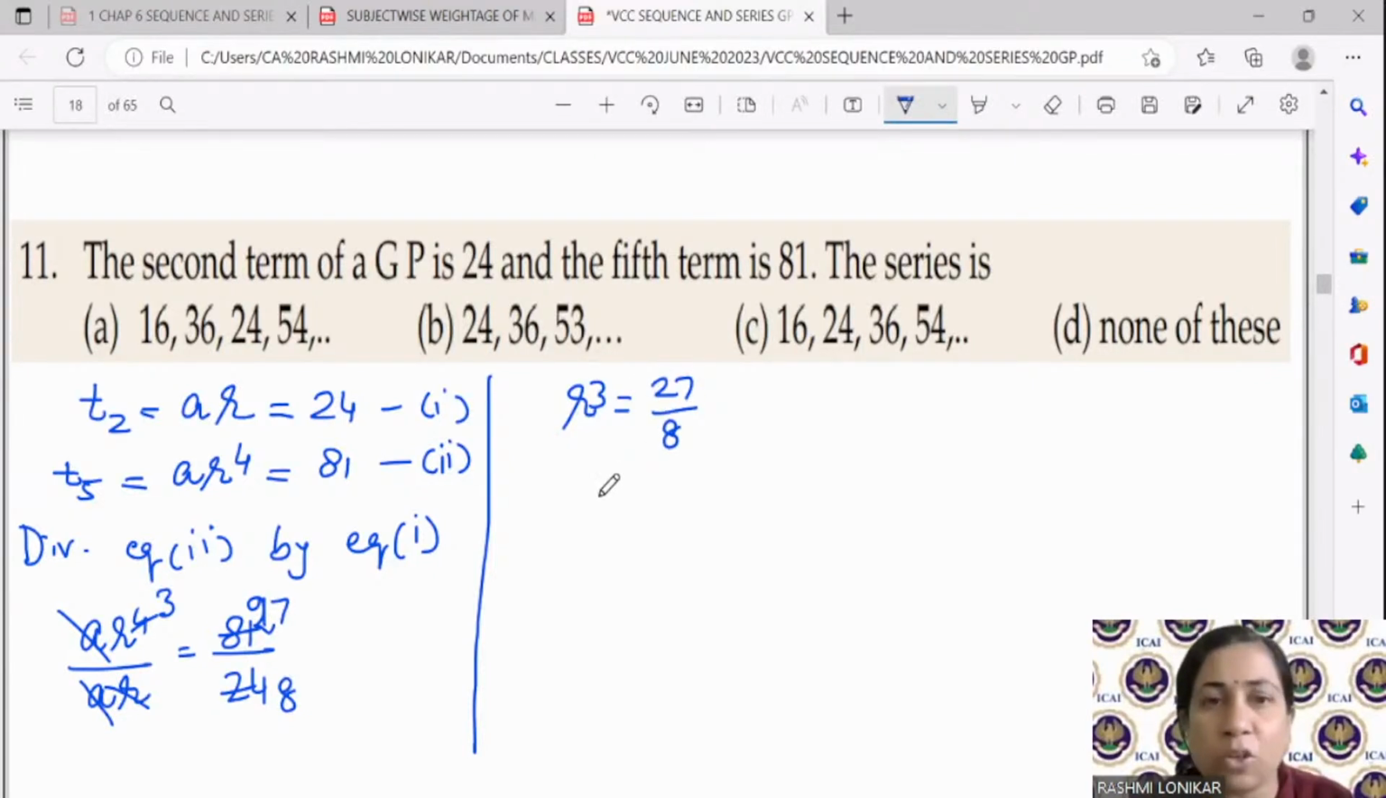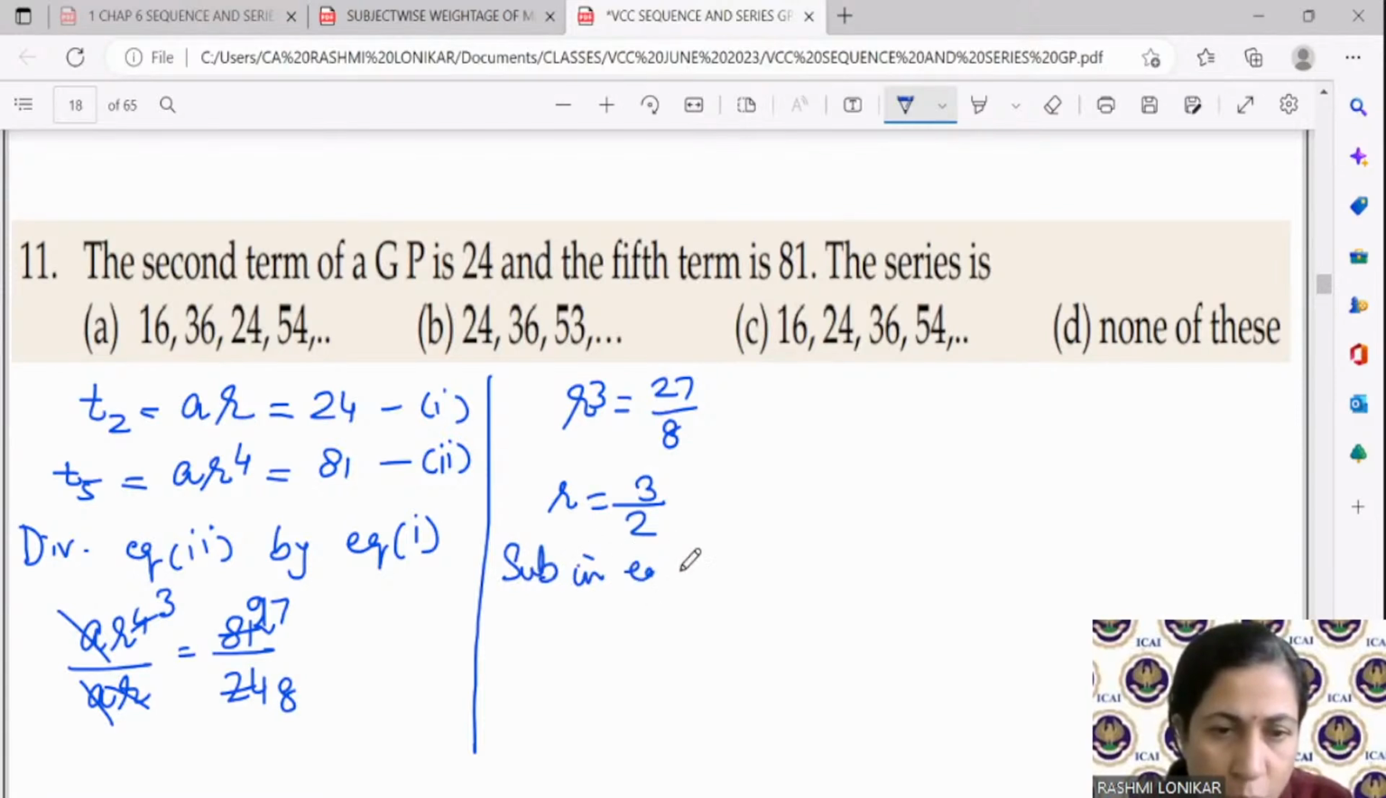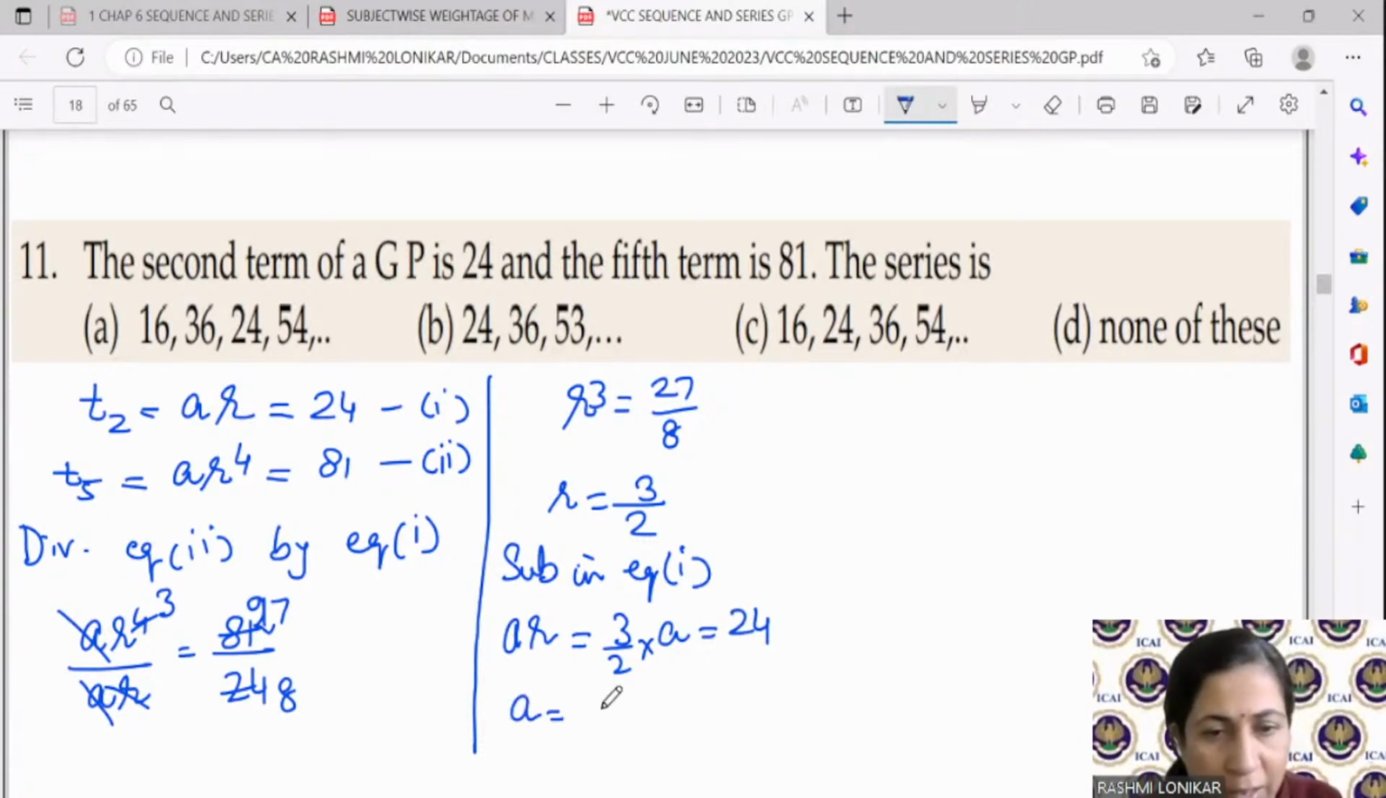Okay. I can find the cube root. So R is equal to 3 into 3 into 3. 3 into 3, 9. 9 into 3 is 27. So this is 3. And 2 into 2, 4. 4 into 2, 8. So R is equal to 3 by 2. Okay. Substituting in equation 1, I get A into R is equal to 3 by 2 into A. Because this is the value of R. I don't know A, which is equal to 24. What will be the value of A? A will be 24 into 2 upon 3.